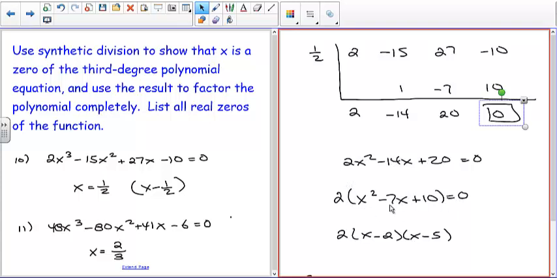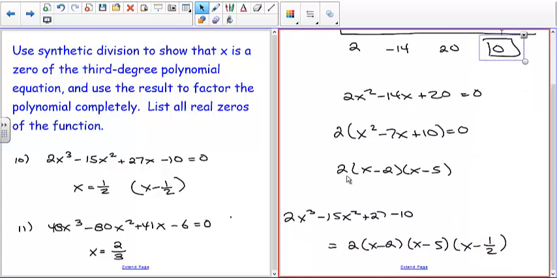And then we can factor that by observation. So you've got two numbers multiplied together to get 10, added together give me negative 7. Because this is negative 7, these both have to be negative. This is positive 10, so they have to be both the same sign. So these are the other two factors, and if I wanted to rewrite the original equation in its factored form, I would take these three things, multiply them together, and then multiply them by the remaining factor that I was initially told.